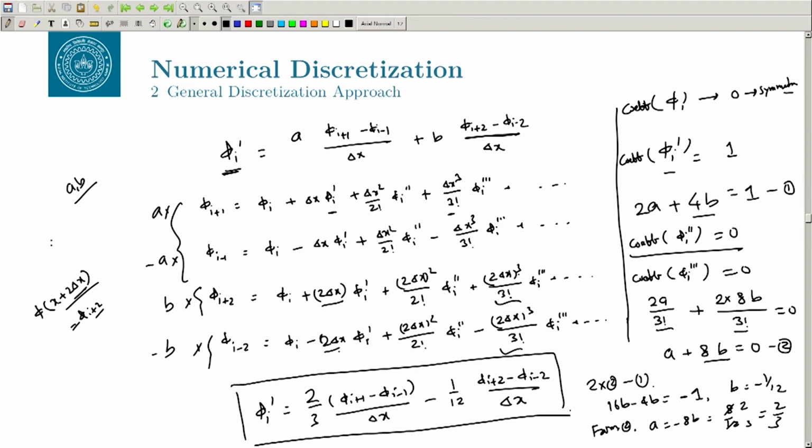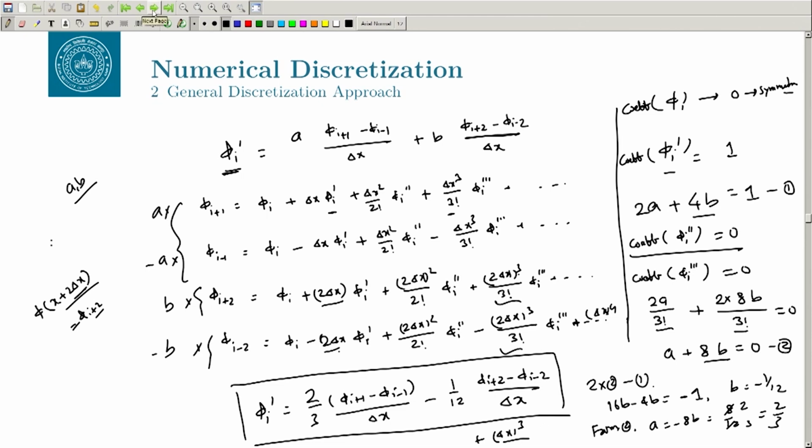Just by using our Taylor series, we got the values of these. If you are careful, you will see that the order of accuracy will become higher, because the next term will be delta x to the power 4, and then you are dividing everything by delta x, so that will become delta x cube. Please go back and check. So, your order of accuracy is increased by increasing the stencil size.